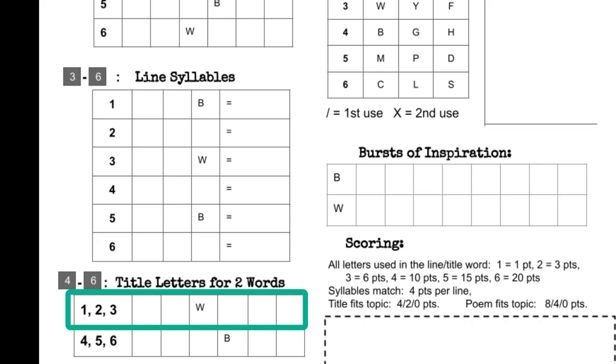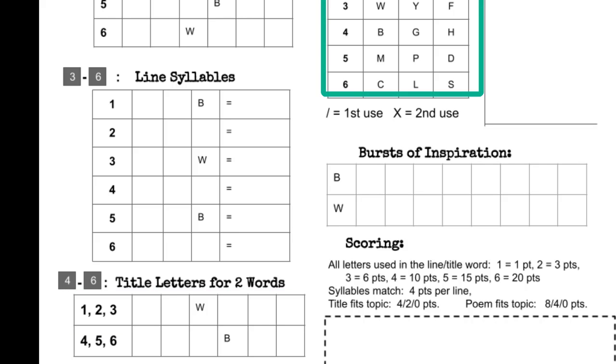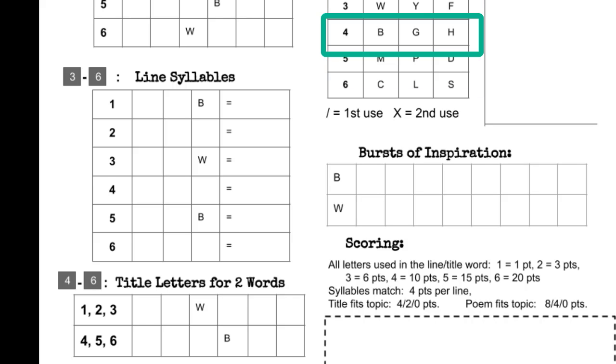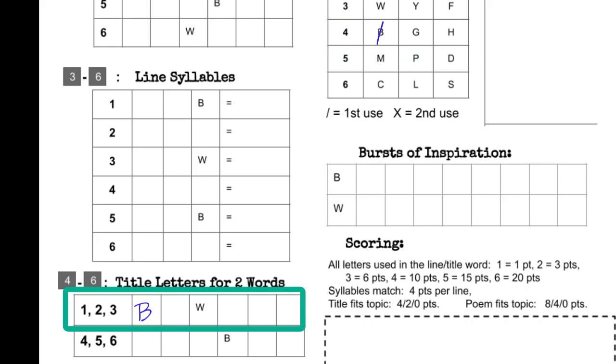Just like with the line letters grid, the other white die tells you which row to pick from in the letter grid. In this case, you'd have to use row 4. Let's say you pick the B, you mark it, then write B in the first open square on the title letters grid. Just so you know, the order of these 2 words in your poem's title doesn't matter. Also, your title can have more than 2 words.